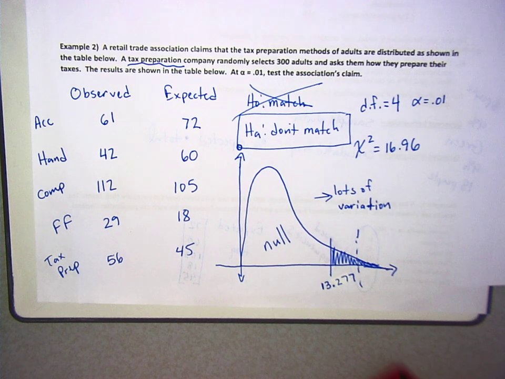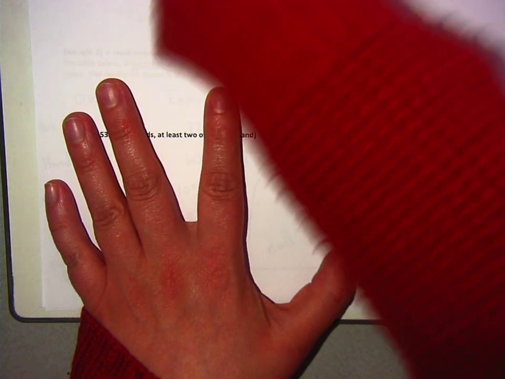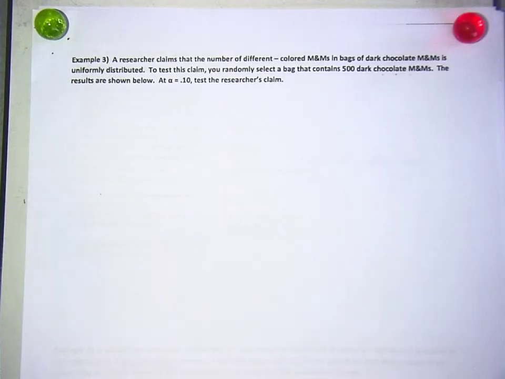All right, we're going to try example 3 together, only this time we're going to do that goodness of fit test in your calculator. And of course, I didn't actually put the stuff on there, which I should have. Okay. So, a researcher claims that the number of different colored candies in the bags of dark chocolate M&Ms is uniformly distributed. What does that mean? All equal. There's the same number of oranges and greens and stuff like that.